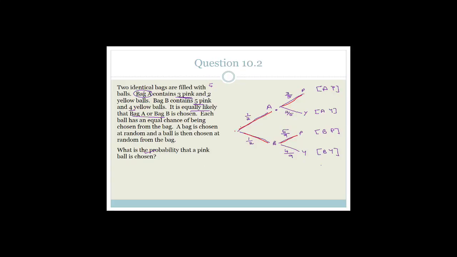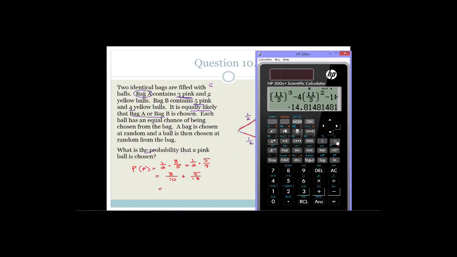Which means the probability of getting pink is going to be a half multiplied by 3/5, plus a half multiplied by 5/9, which is going to be 3/10, plus 5/18. And then we need to use our calculators because I don't feel like doing that in my head.